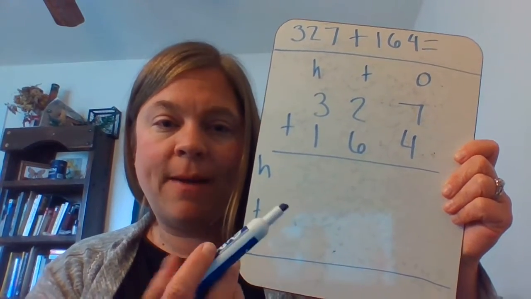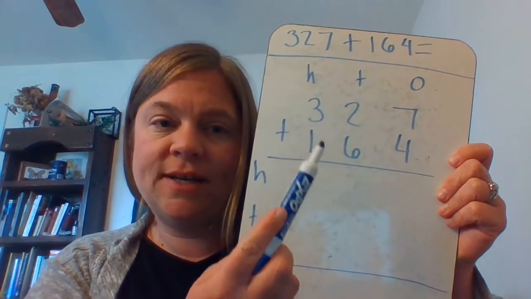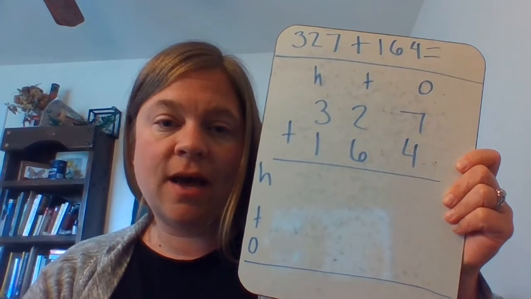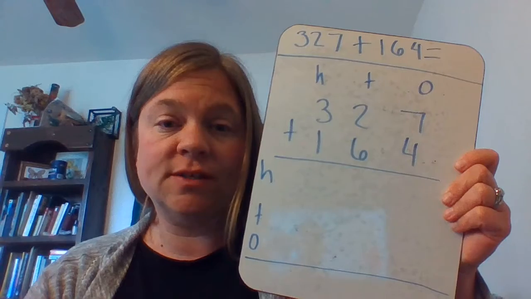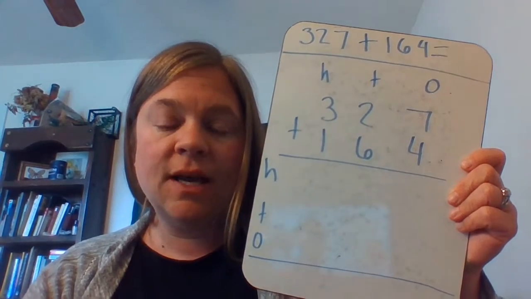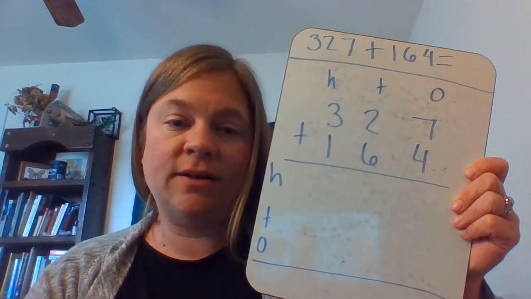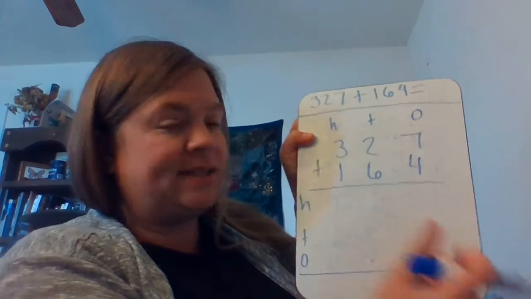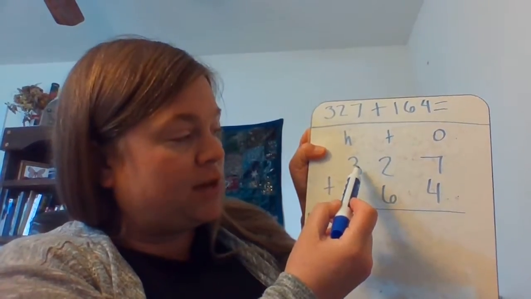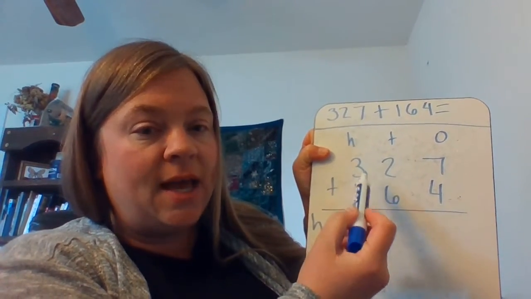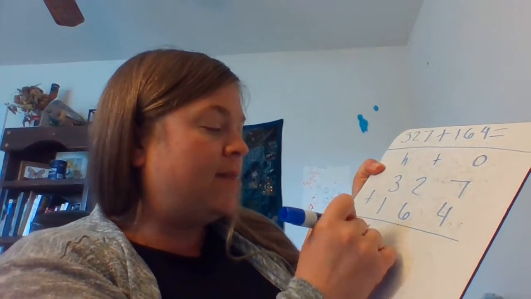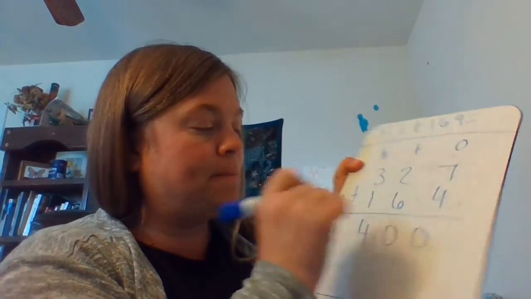So I've set up my problem here so that I've got my hundreds, my tens, and my ones all lined up. And then down at the bottom, I have a place to put my partial sums. And remember, partial means part. So we're going to add our hundreds, we're going to add our tens, and then we're going to add our ones. So if I look here at my hundreds place, I have 3 hundreds plus 100.